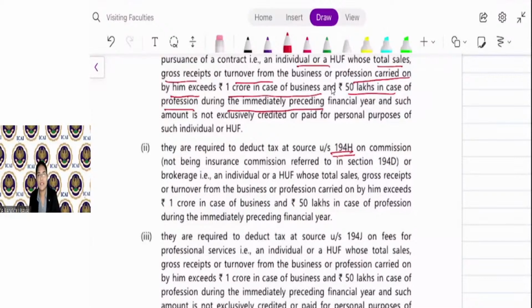Then 194H is applicable if, as an individual or HUF doing a business, your turnover in the last financial year is more than 1 crore. And if you are in a profession, then your gross receipt in the last financial year is more than 50 lakh. Then 194H is applicable. It applies when turnover exceeds 1 crore in case of business and 50 lakh in case of profession.